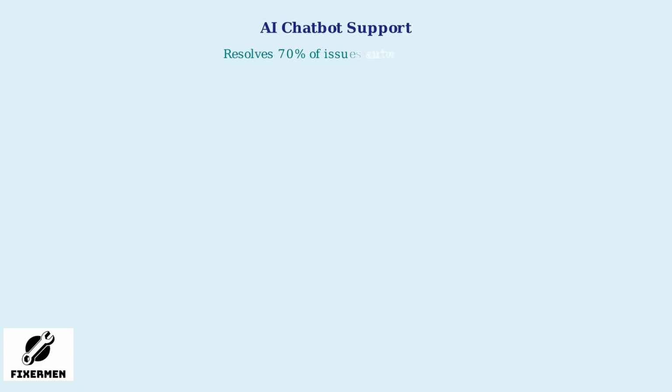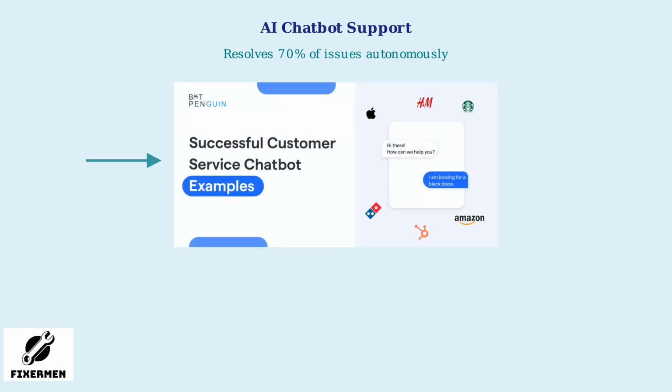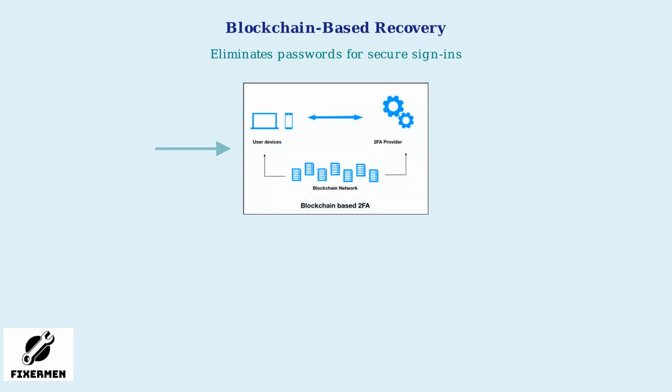Cash App is increasingly using AI to resolve sign-in issues. Their AI chatbot can handle most common problems autonomously, resolving 70% of issues without human intervention. Looking ahead, Cash App plans to test blockchain-based recovery options. This innovative approach could potentially eliminate the need for passwords altogether, making sign-ins more secure and seamless.